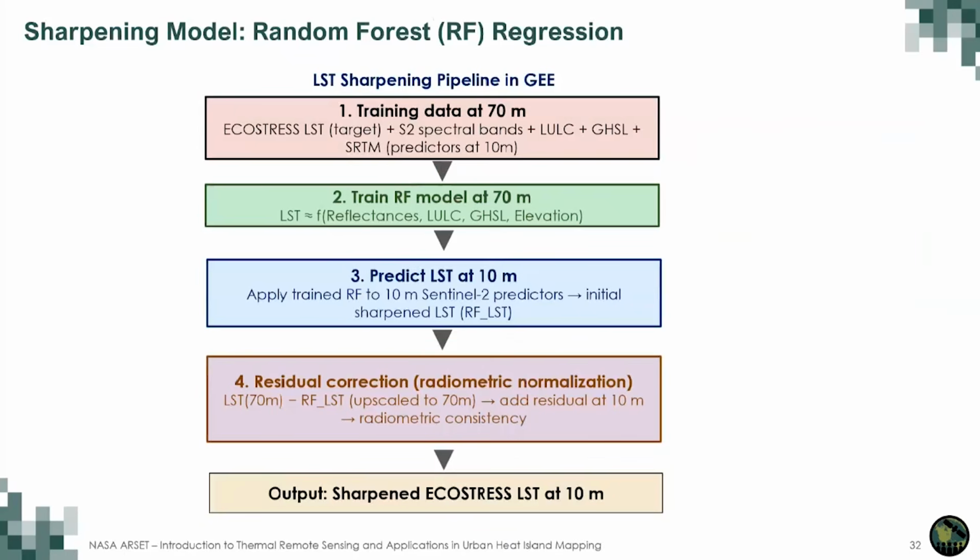So from a high level, this is what the sharpening in Google Earth Engine is going to involve. These are the different steps. We start with our training data and our target variable of ECOSTRESS LST at 70 meters. We then train the random forest model within Google Earth Engine at the 70 meter scale, and then we predict the 10 meter final temperature, and then apply this residual correction, which means we upscale the 10 meter prediction to 70 meters, subtract it from the original 70 meter observation from ECOSTRESS, and then we add that residual back to the 10 meter result. And I'll show you that on the next slide.